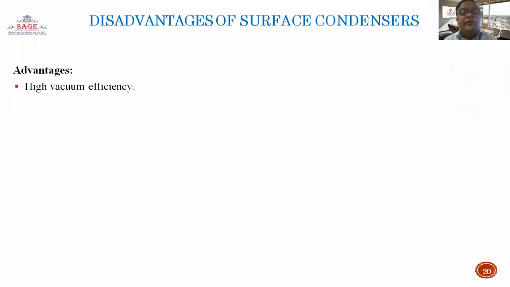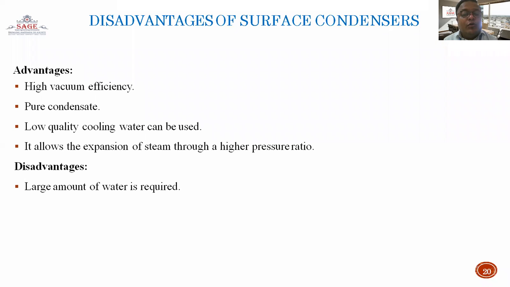What are the advantages of the surface condenser? High vacuum efficiency, pure condensate, low quality cooling water can be used, and it allows the expansion of the steam through a higher pressure ratio. These are the advantages of the surface condenser.